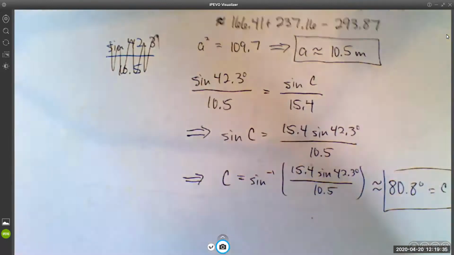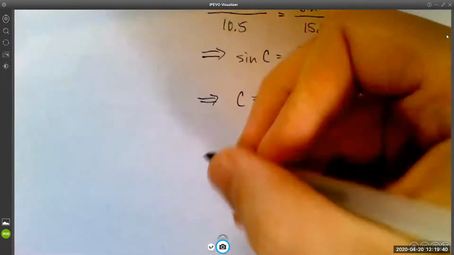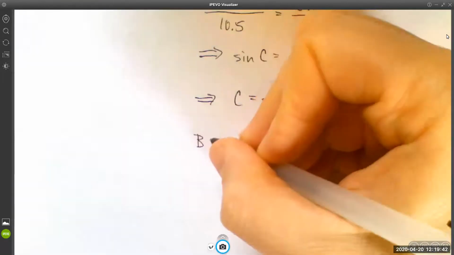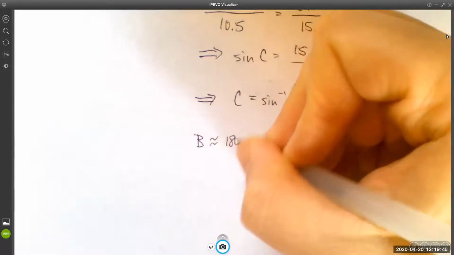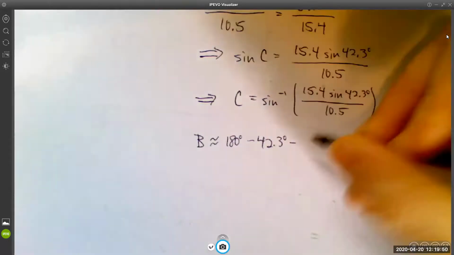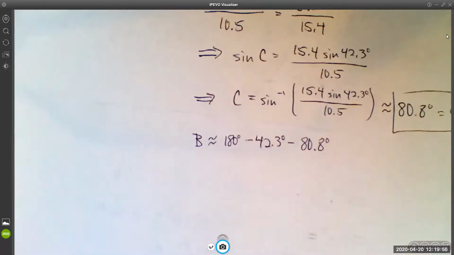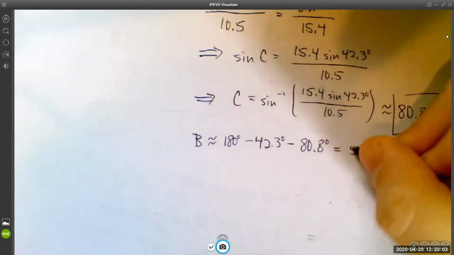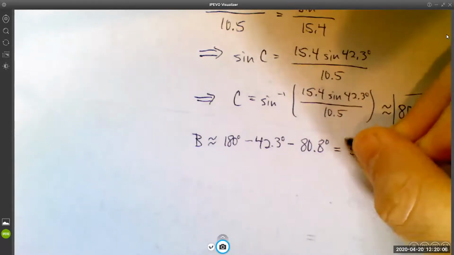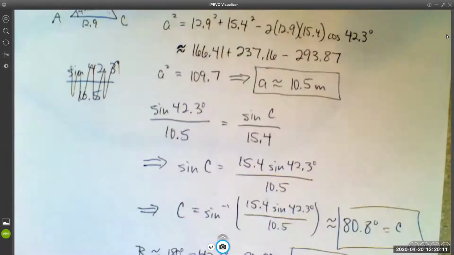The last thing I need is angle B, right? That's the last piece of missing information. So I can say something like this. I can say B is approximately 180 minus A minus C. That's 56.9 degrees. And there we go, right? So we've solved the triangle.